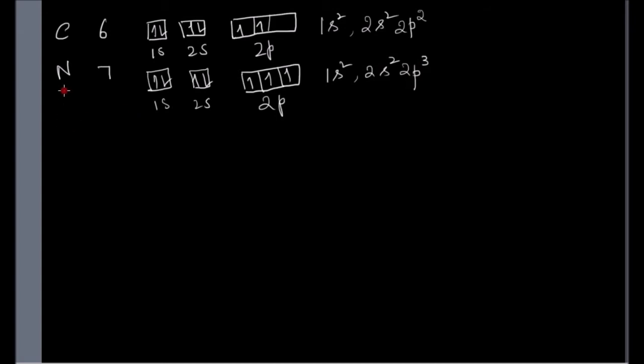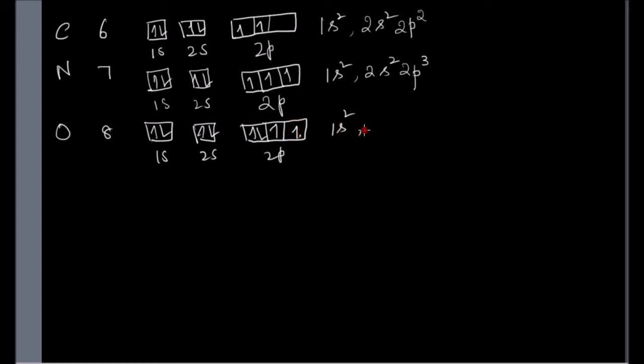Then comes oxygen with 8 electrons, 1s2, 2s2, 2p4. Now the pairing will start. So the first px orbital will have 2 electrons, py will have 1 and 2pz will have 1. 1s2, 2s2, 2p4.